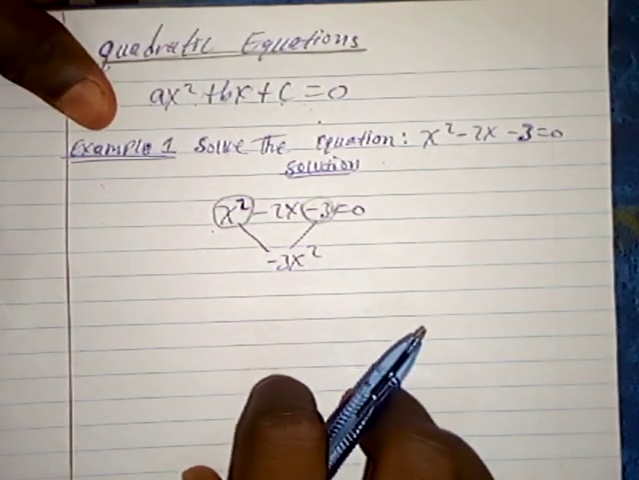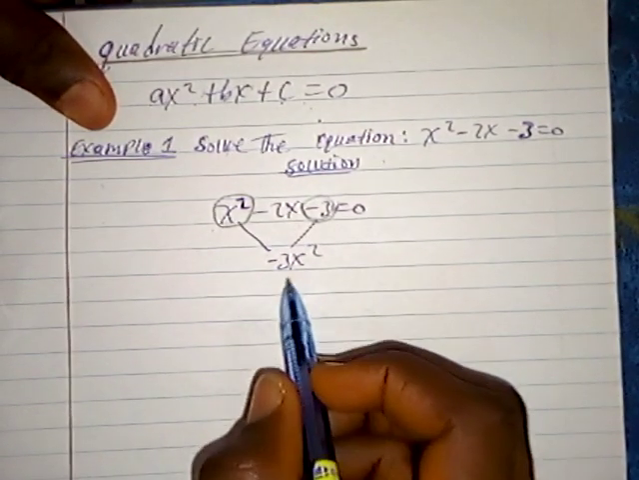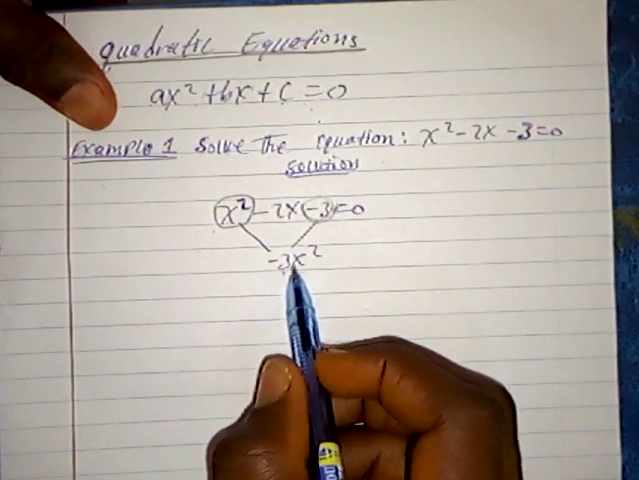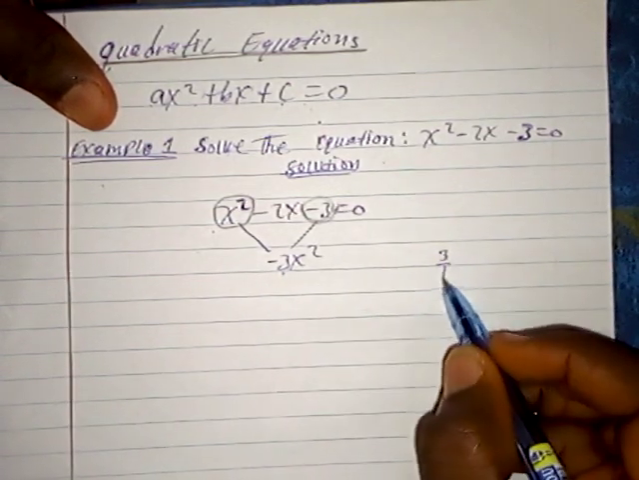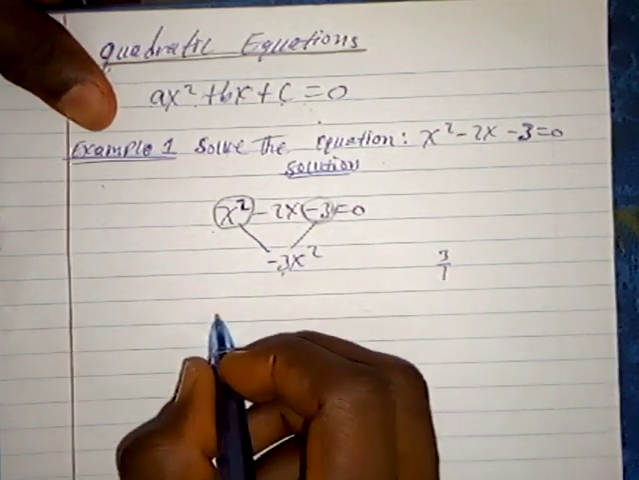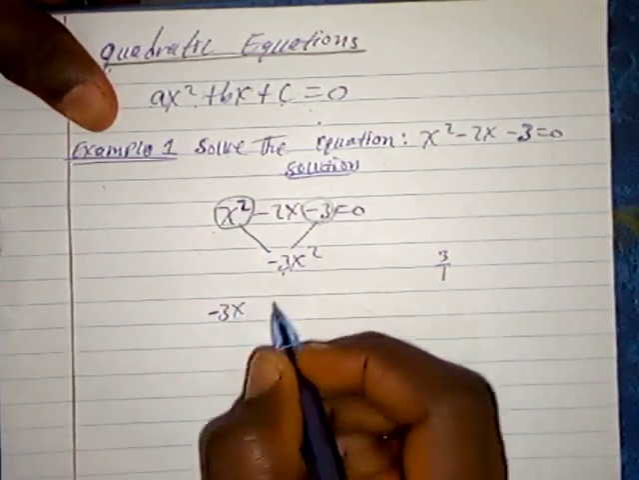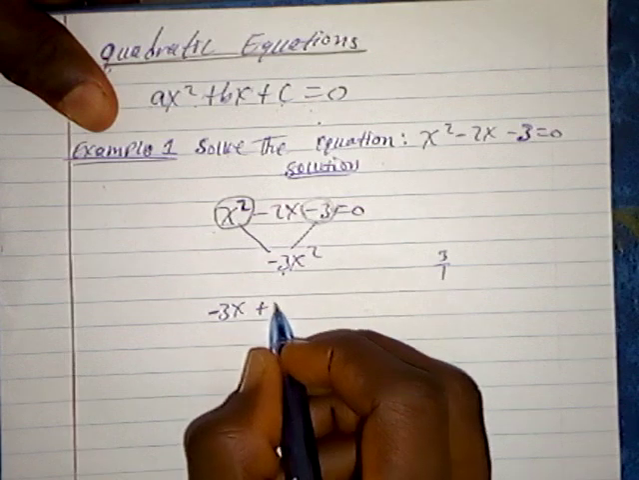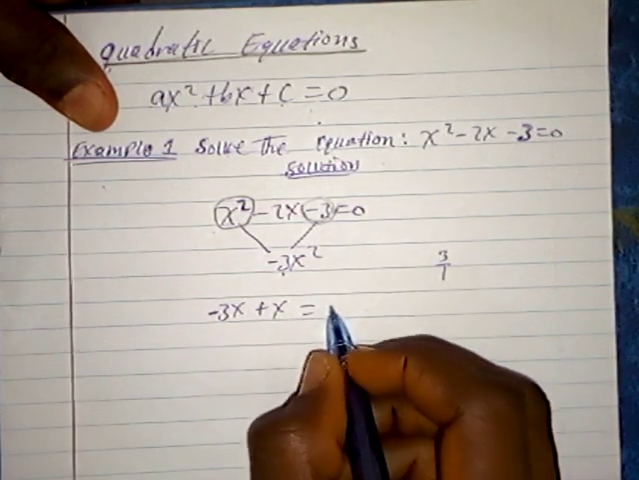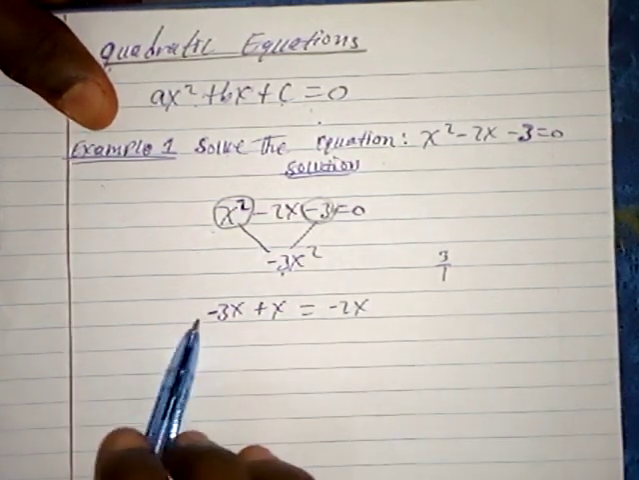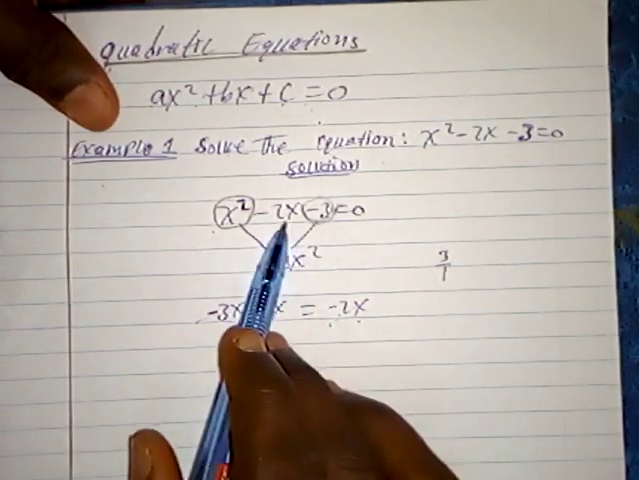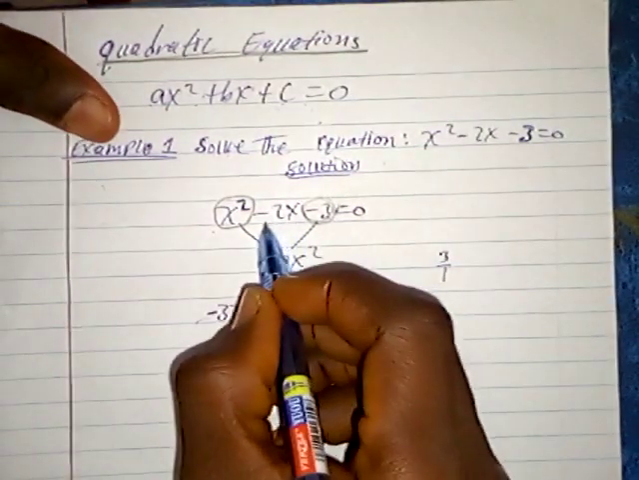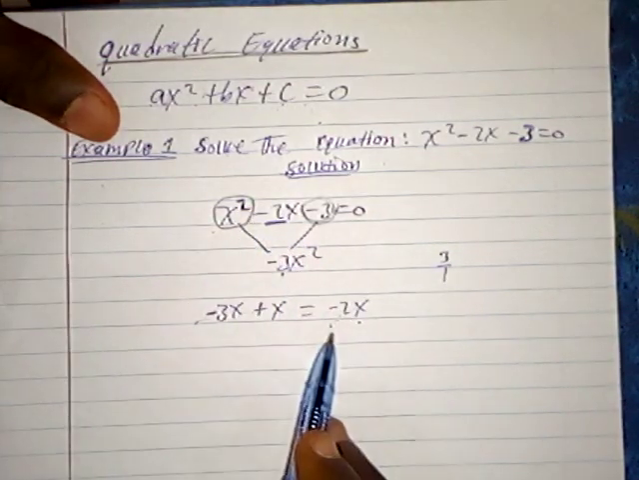What's next? Our next step here, you are going to take the numbers you have multiplied, which are 3 and 1. So 3 minus 1 is going to be 2. So if you say minus 3x plus x, that is going to be what? Minus 2x. This minus 2x is the middle term.